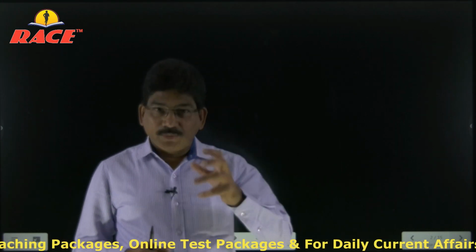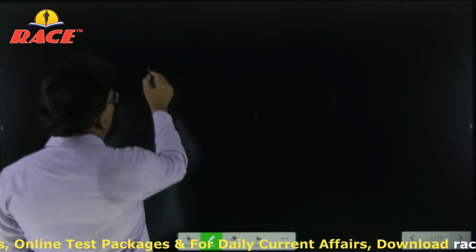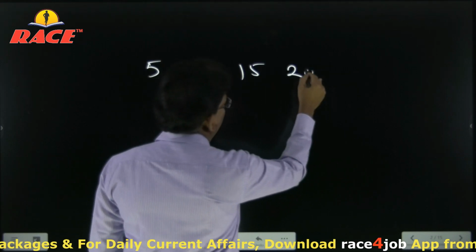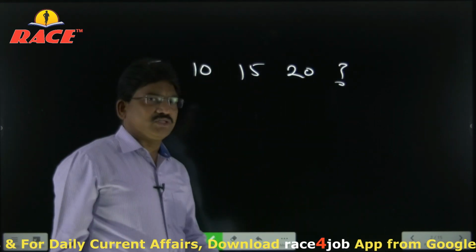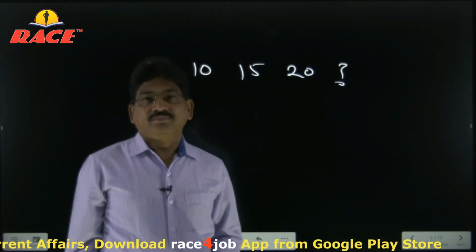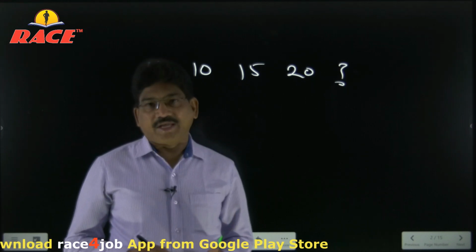And if they are multiples of something, like I'll give you 5, I can say 10, I can say 15, I can say 20, and I will ask you what is the next one. And immediately you say, sir, next one should be 25, because they are multiples of 5. So that you are able to find out, you know them, multiples of something.